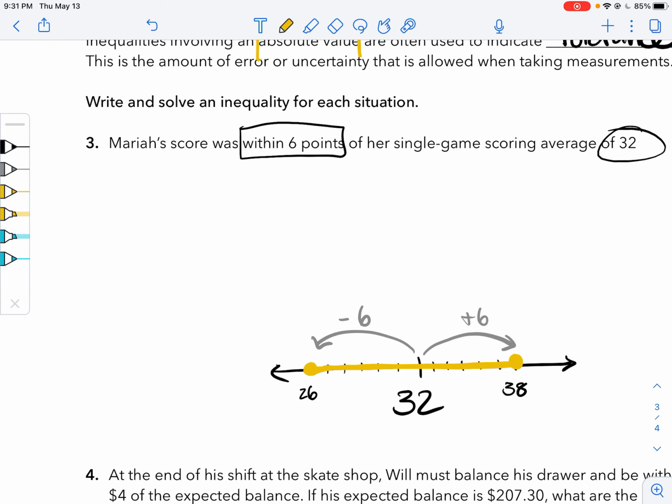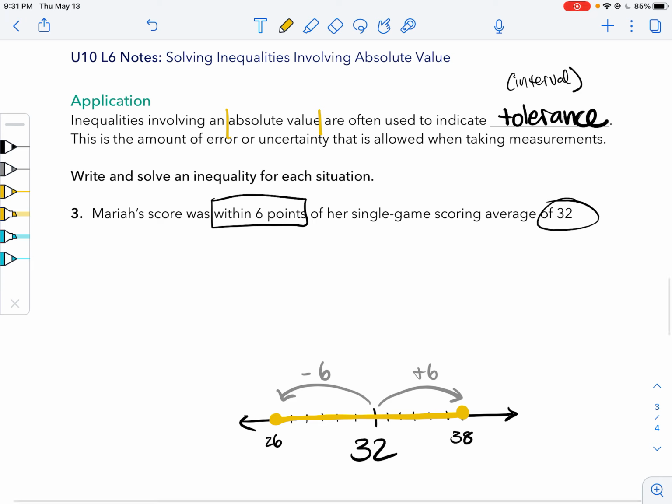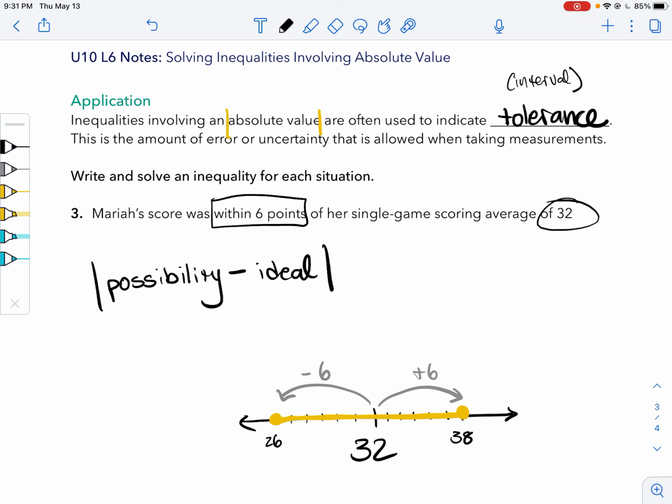So, how do you calculate tolerance? Well, here's how to do it algebraically. First, you're going to take the possibility. You're going to subtract the ideal from that, and that absolute value is going to be less than your tolerance. So here, our tolerance was 6. We are within 6 points.